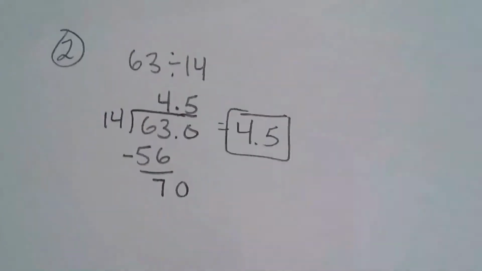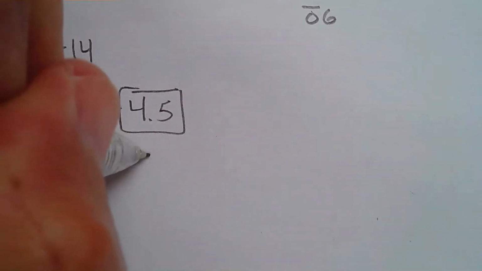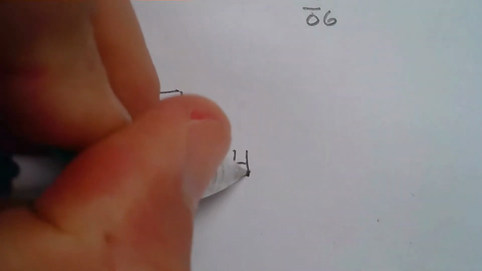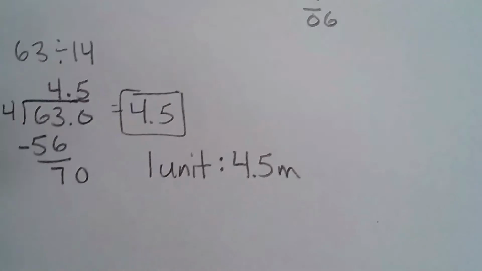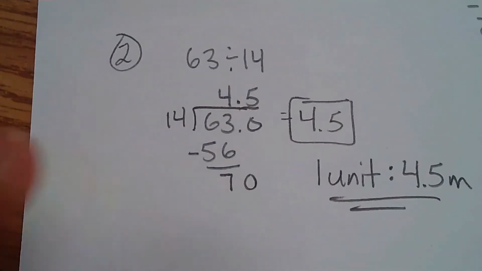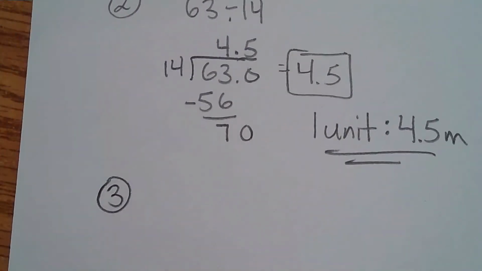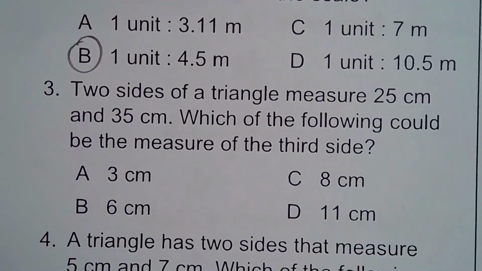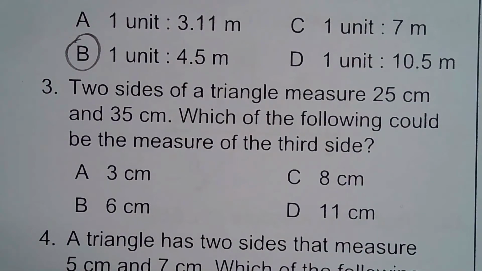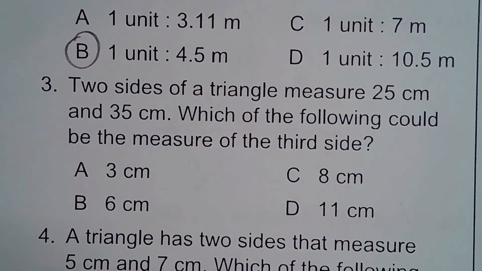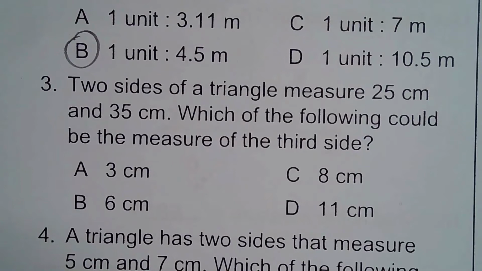Number 3. Oh, and you know what? I'll say 1 unit corresponds to 4.5 meters. Double underline there. Okay. Let's look at number 3. Number 3 says two sides of a triangle measure 25 centimeters and 35 centimeters. What could the measure of the third side be?